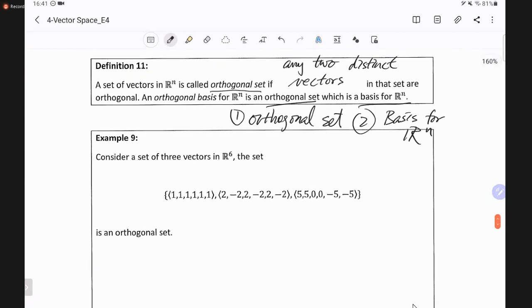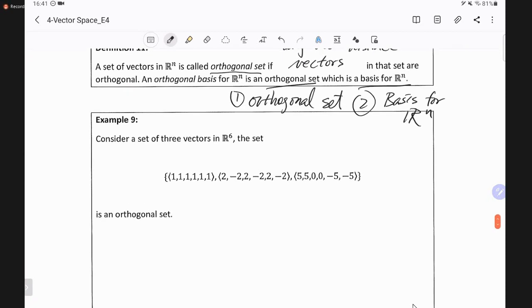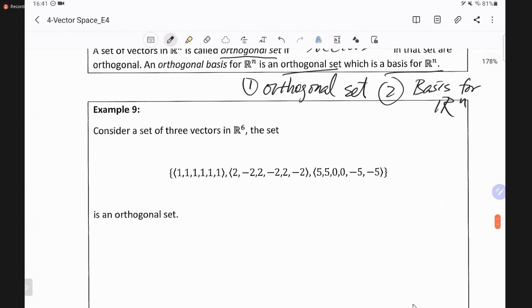Now I would like to move to the next example. Example 9. In this example, there is a set consisting of three vectors in R6 space. So naturally you should expect that each vector consists of 6 elements, right? So-called 6-dimensional space. Interesting, right?